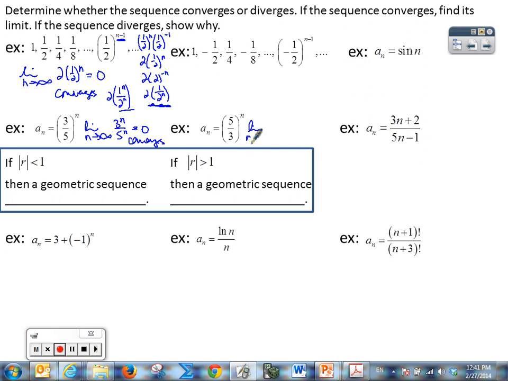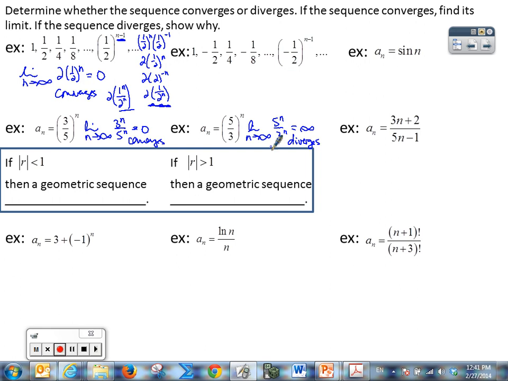The limit as n goes to infinity of 5 to the n over 3 to the n. Okay, is the numerator or denominator going to grow faster? The numerator is. So that means this one is going to tend to infinity, which means this one diverges. Okay, and that's that pattern. We're going to go to this one. It's along the same pattern, trying to show you several different types of the same pattern.